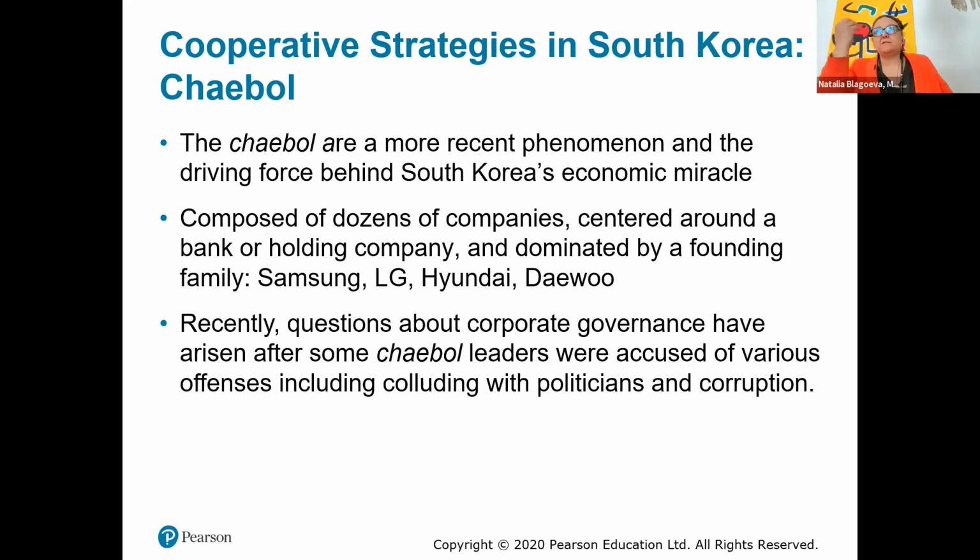Similarly to what we discussed for Japan, according to international economic principles, this is also a case of colluding. And there have also been certain accusations of colluding with politicians, and of corruption.